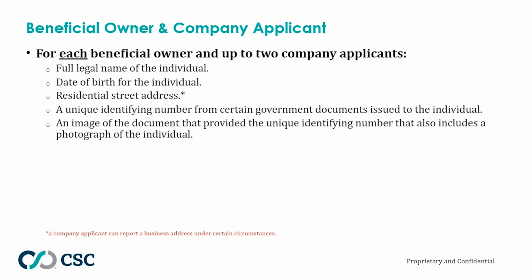In addition to the name, date of birth, and residential address, the company must report a unique identifying number for the individual obtained from certain government documents that are specified in the statute. And in addition to that, a legible image of the document that provided the unique identifying number, and it has to include a photograph of the individual.